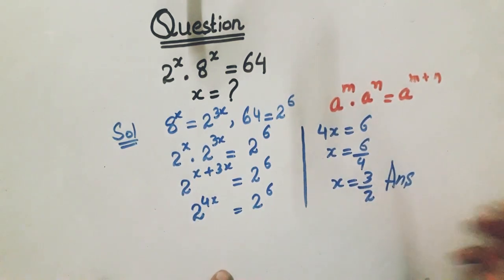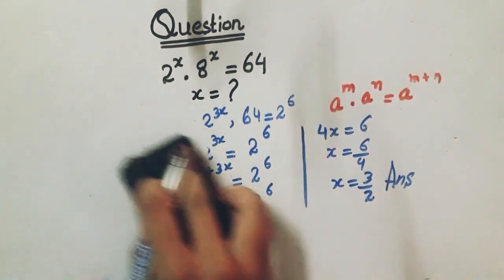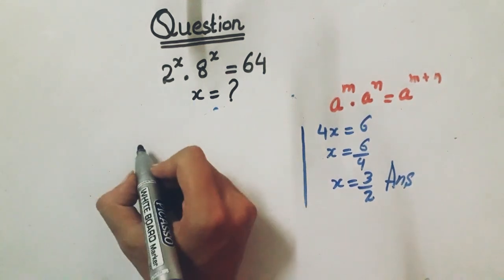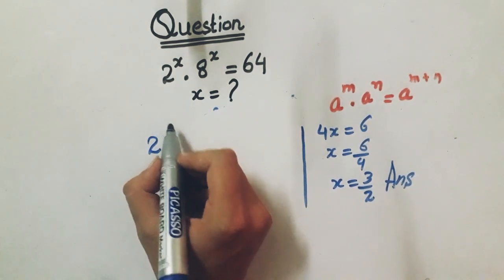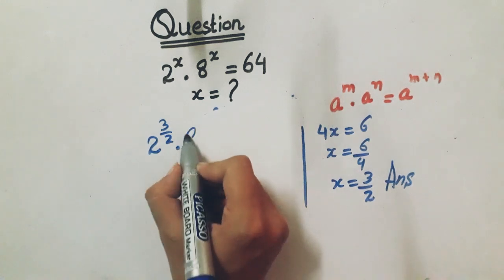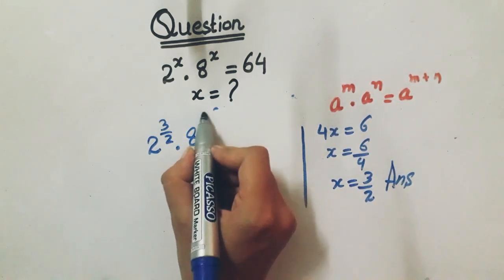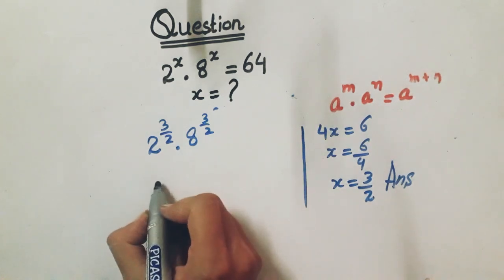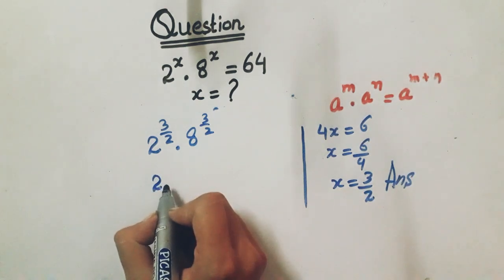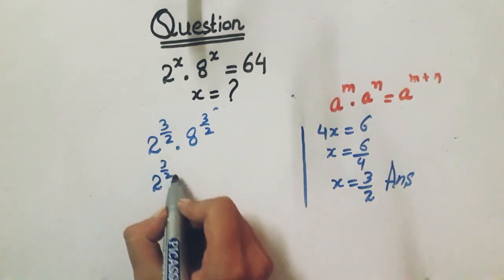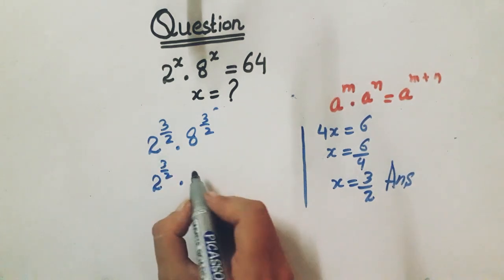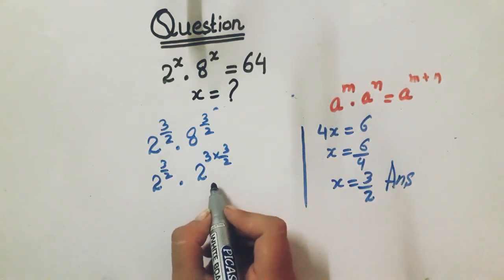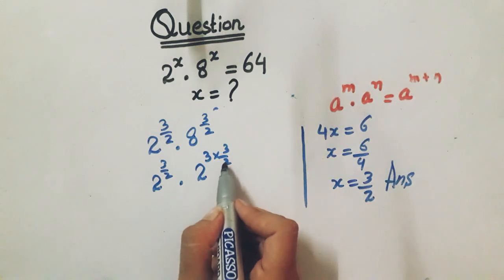Now we verify whether our answer is right or wrong. For this purpose, we will substitute the value in the left hand side. So 2 raised to power 3 by 2, multiplied by 8 raised to power 3 by 2. Now we will solve this as 2 raised to power 3 by 2, and 8 can be written as 2 raised to power 3, multiplied by 3 by 2. This will become 9 by 2.